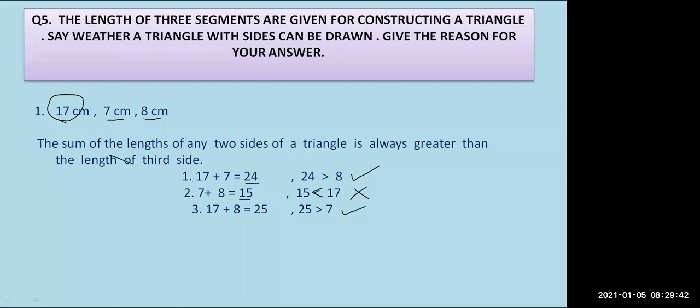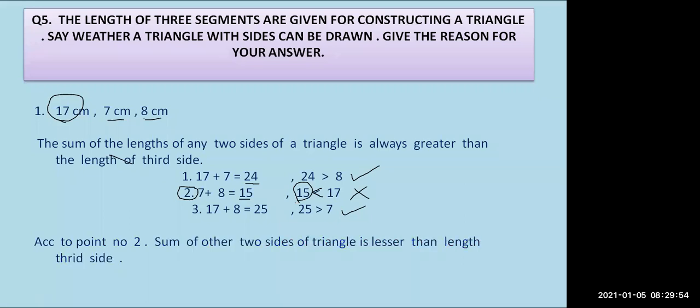But according to the second point, the property is not applicable because the answer that we have got is lesser than the third side. So we can say according to point 2, the sum of the other two sides of a triangle is lesser than the length of the third side. The third side was 17 and it is lesser than 17.